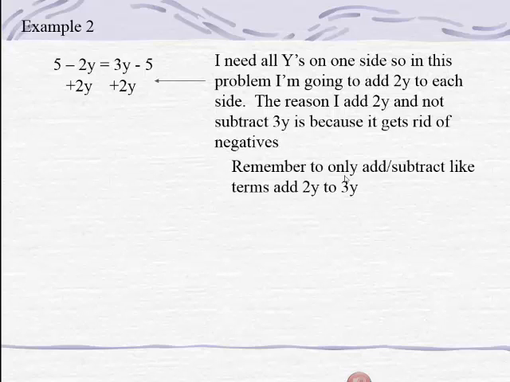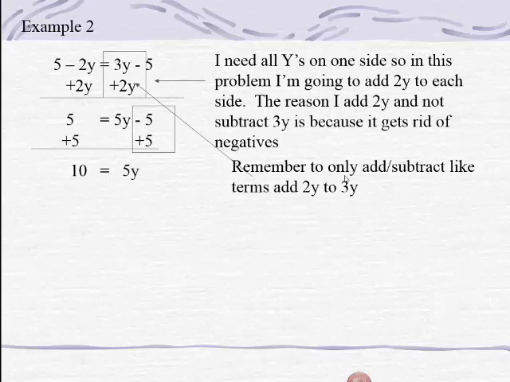So I'm going to combine my like terms. The 2y and the minus 2y, they cancel each other out. So I've got 5 equals 5y minus 5. So now I need to get rid of the minus 5. So I add 5 to both sides. 10 equals 5y. Divide both sides by 5, 2 equals y. Make sure you copy this down.